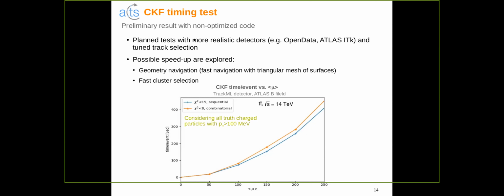So for the next step, we are planning to do some tests with some other detectors, since this is the trigonal detector, to validate the results. And we also can have some speed up through either the fast geometry navigation or some fast cluster selection strategy. Because currently the cluster selection is basically running on all of those clusters on the surface based on the chi-square.